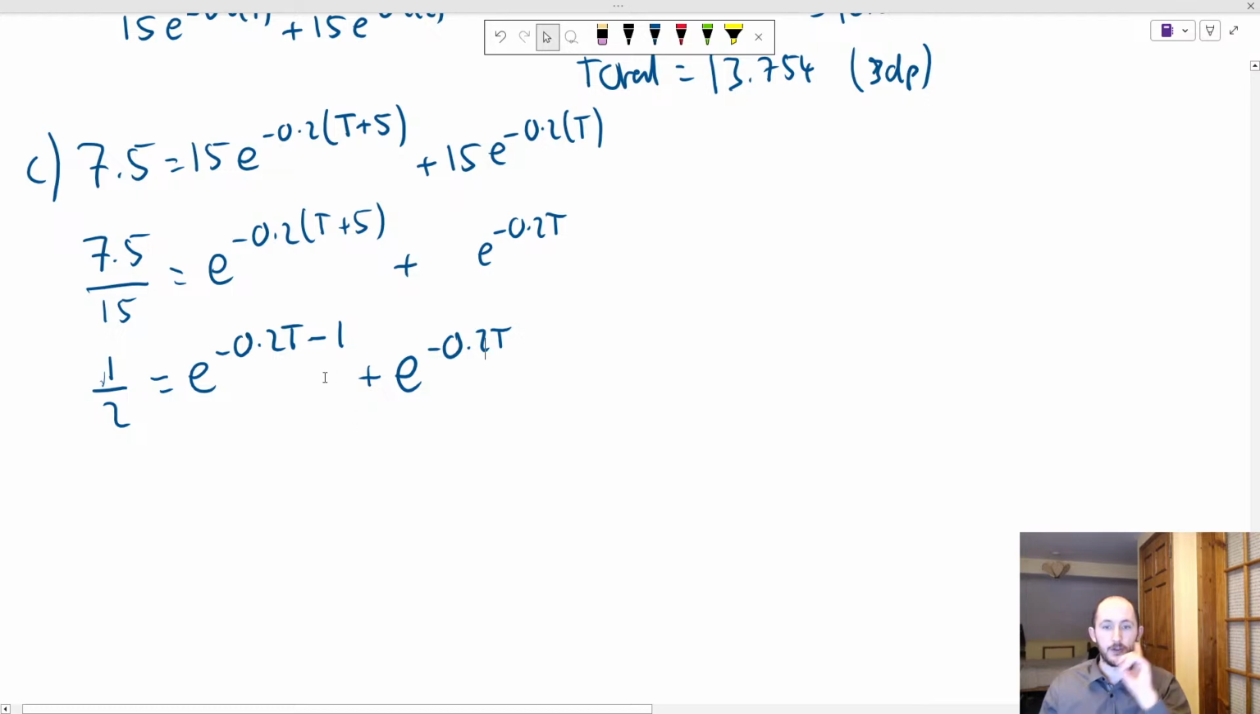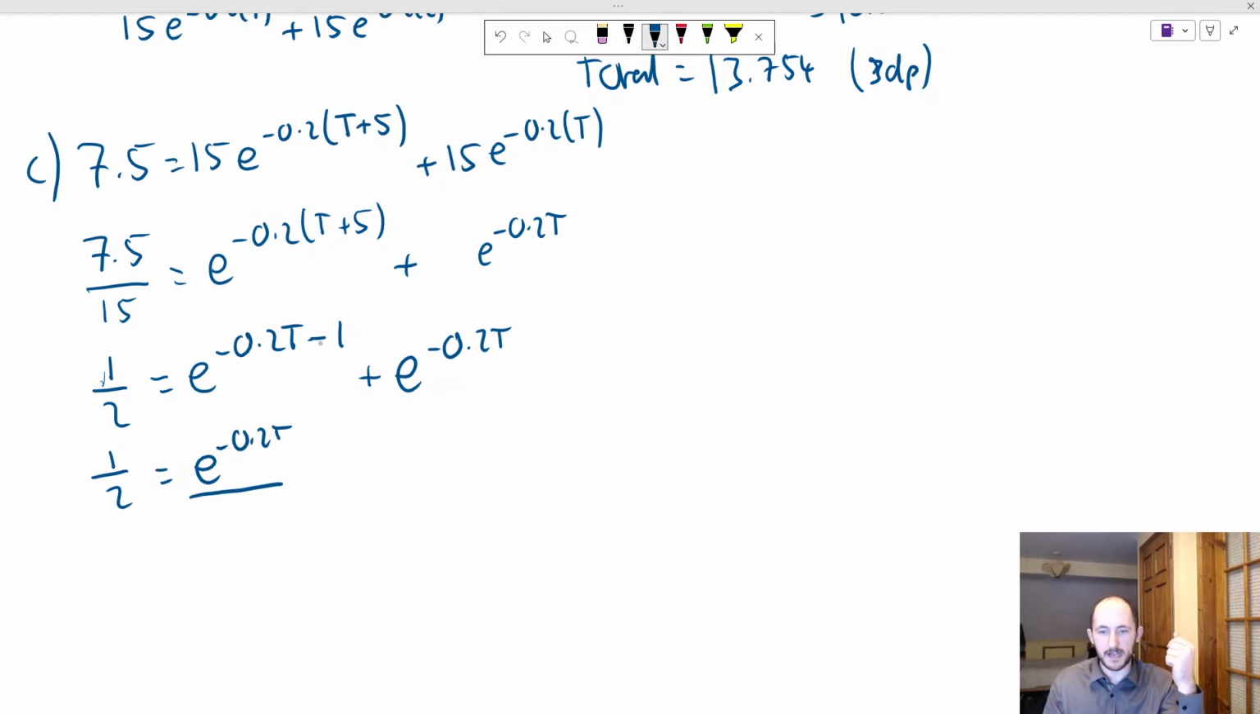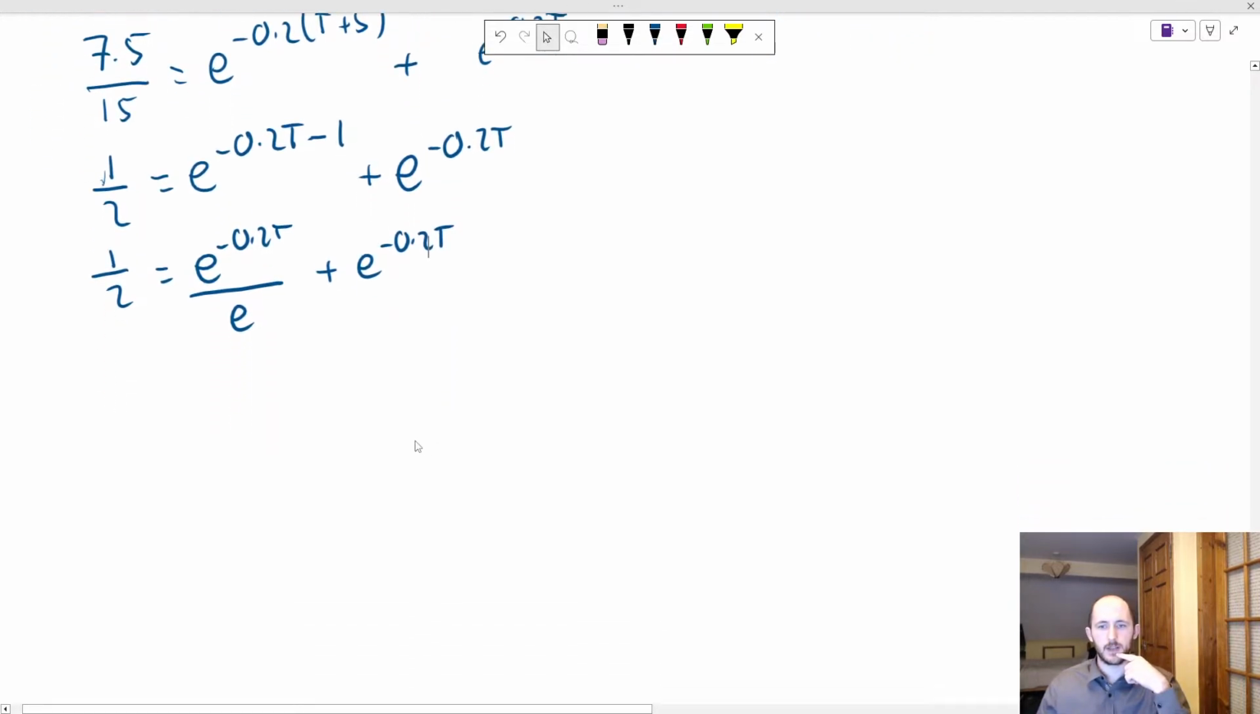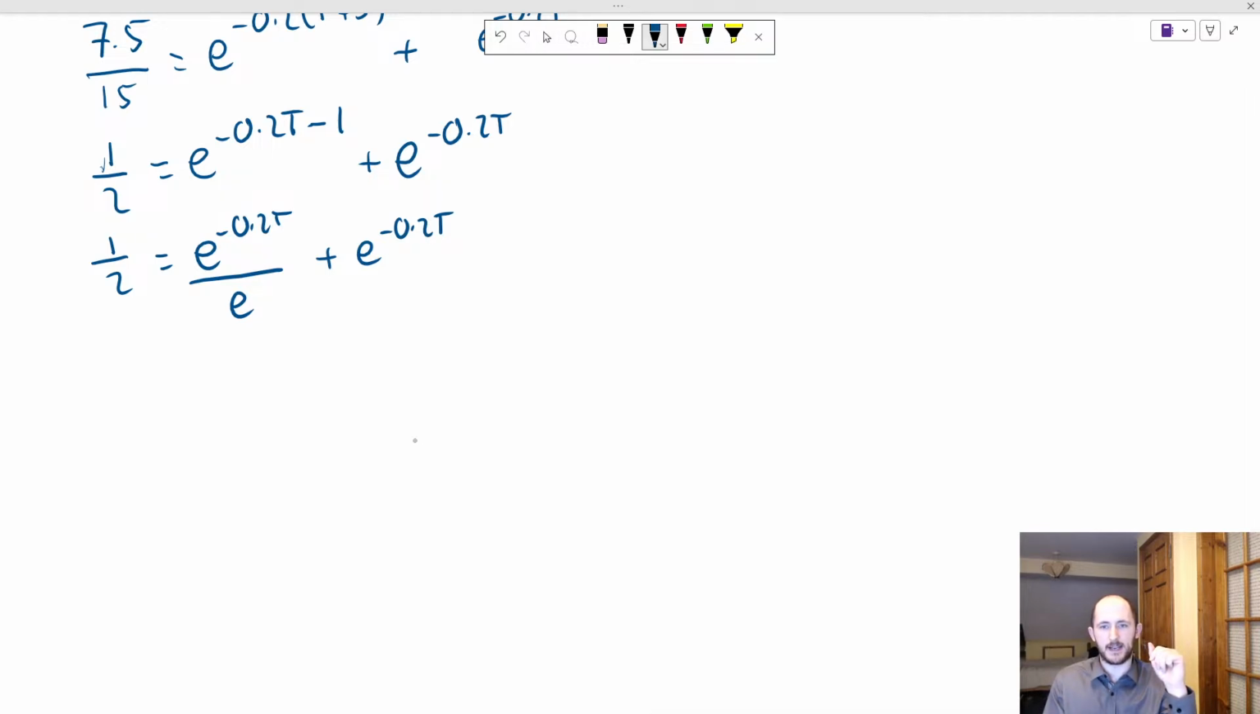Now, if you remember your rules of indices, you add powers when you multiply. Or if you want to say vice versa, when you're subtracting, you're dividing. So in other words, I could write this as e to the negative 0.2 t divided by e. Factorize out the e to the negative blah, blah, blah.